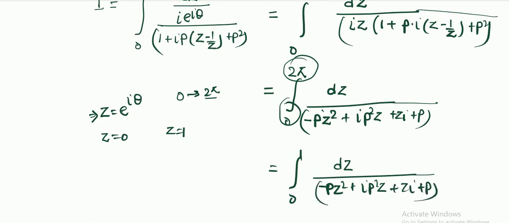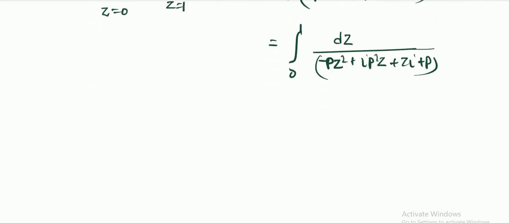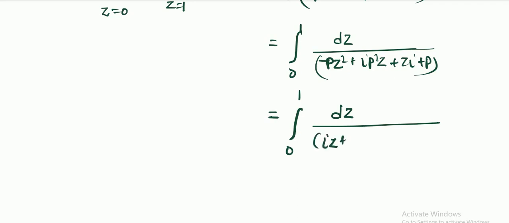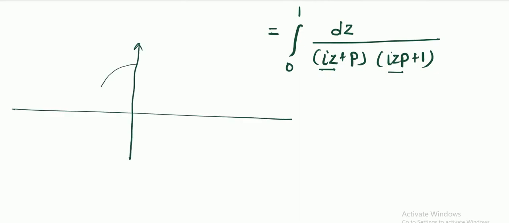Okay. Now on further solving, let's just simplify this equation. What you will get is integral 0 to 1 dz. I am just going to factorize this, and on factorization we will get iz plus p, izp plus 1. Okay, these are the pole locations. So you will have to solve for the pole locations, so that we will know which points lie inside the unit circle. We will have to know which points lie inside the unit circle.